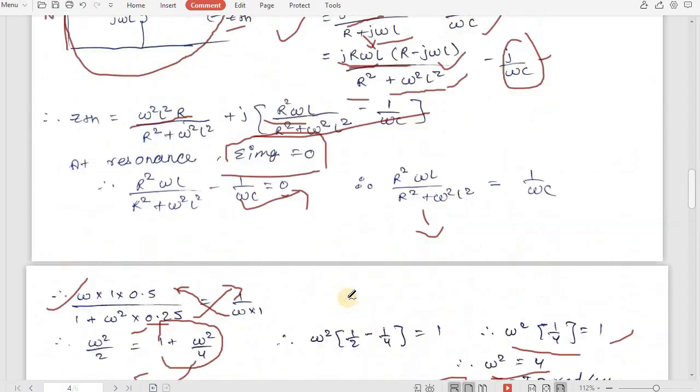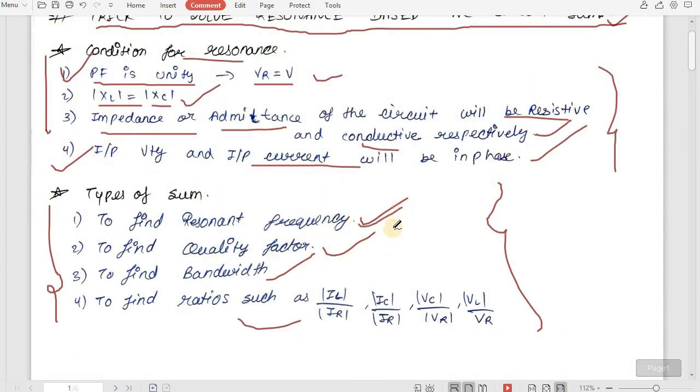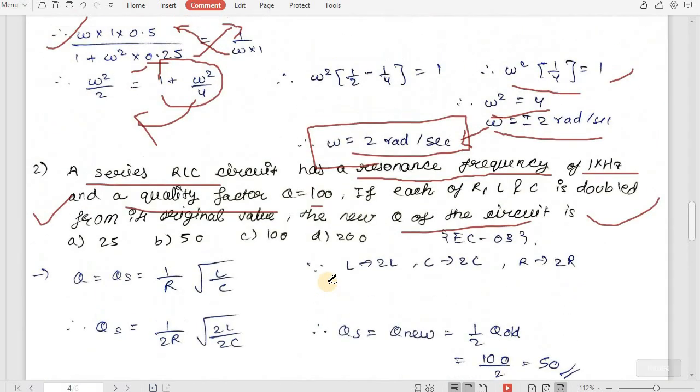Till now we have seen the first type of question, where we have to find the resonance frequency. Now this is the type 2 question, where we have to find the quality factor. For the quality factor we will just use the formula. As we all know, it is a series RLC circuit, so the series RLC quality factor formula is 1 upon R under root of L by C.